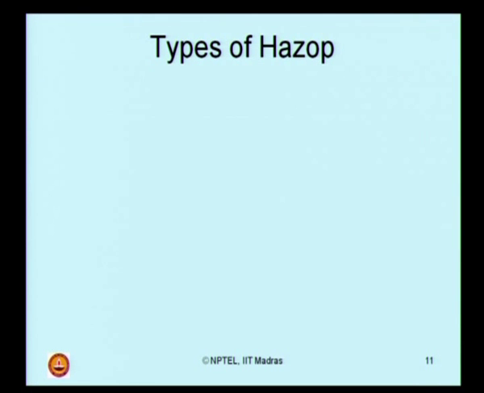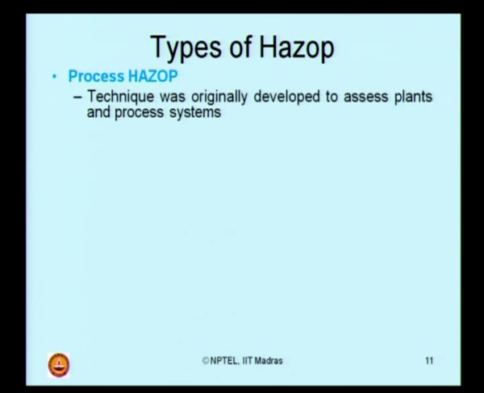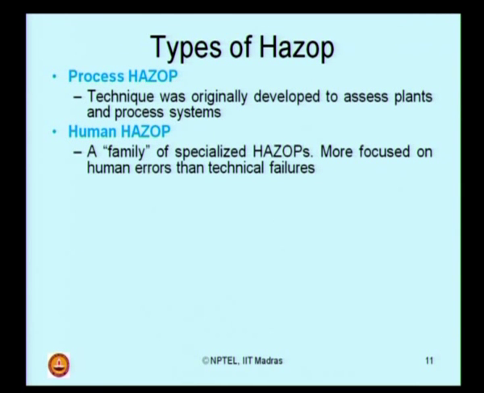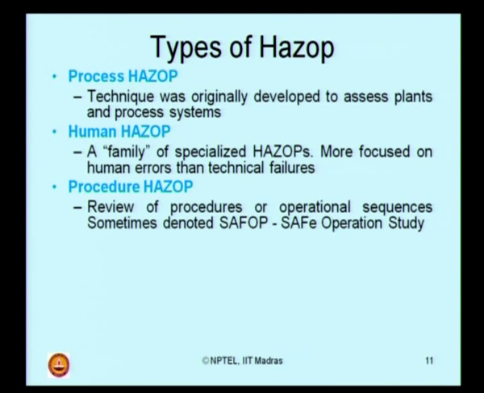There are different types of Hazop study one can carry out. What we call a process Hazop is a technique which was originally developed to assess plants and process systems. We can also carry out what is called a human Hazop, a family of specialized Hazops. They are more focused on human errors than technical failures in a process industry. We can also carry out what we call a procedure Hazop. The review of procedures or operational sequences put together is what we call a procedural Hazop.